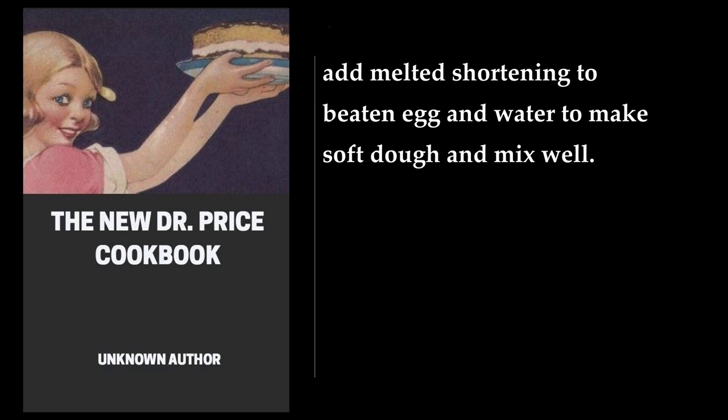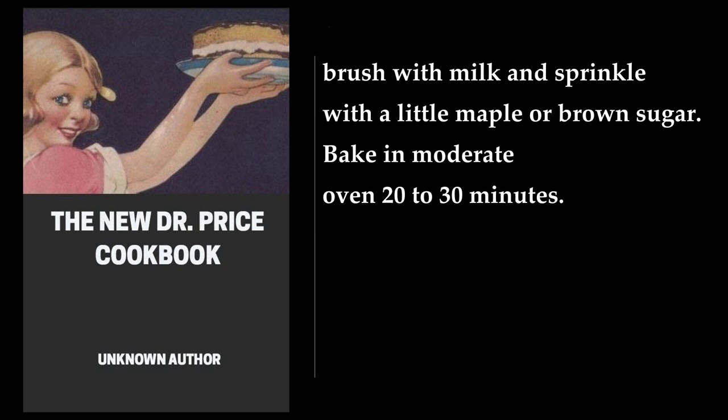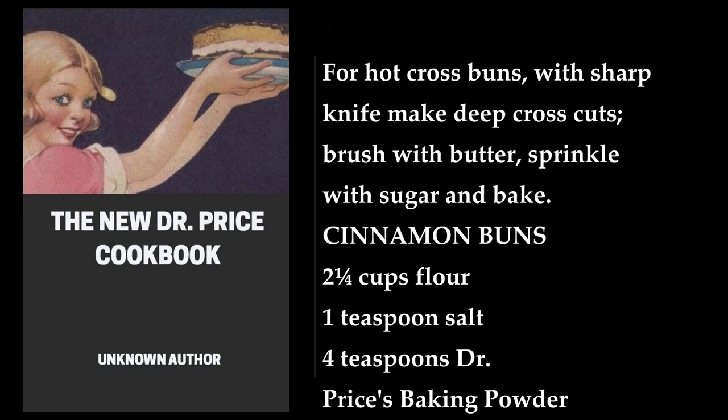Sift together flour, salt, sugar, baking powder, and spice. Add melted shortening to beaten egg and water to make soft dough and mix well. Turn out on floured board, with floured hands shape into small rolls, place on greased shallow pan close together, allow to stand 10 to 15 minutes before baking. Brush with milk and sprinkle with a little maple or brown sugar. Bake in moderate oven 20 to 30 minutes. For hot cross buns, with sharp knife make deep cross cuts, brush with butter, sprinkle with sugar and bake.